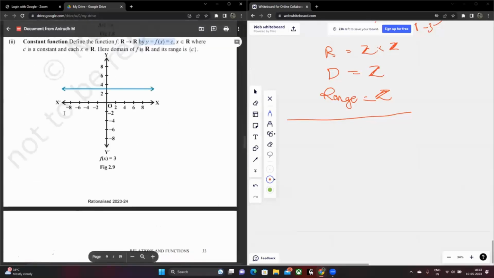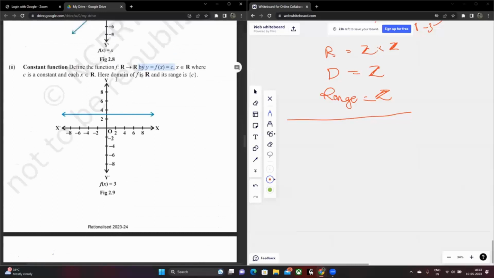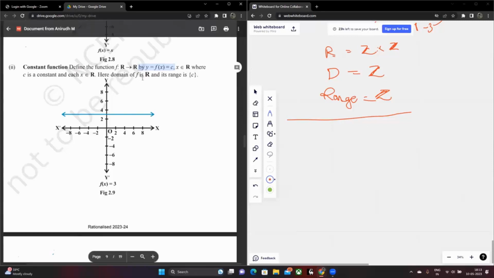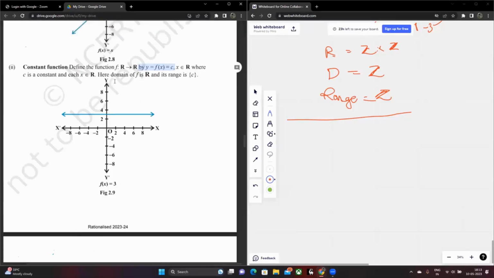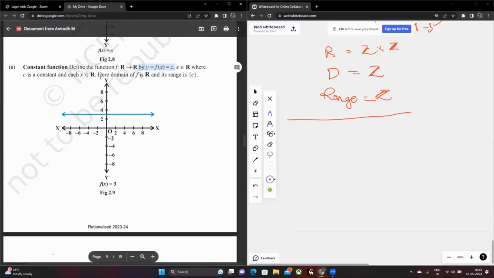An equation which has no y component cannot be a function. Basically, this line is perpendicular to the x axis, defining a relation on that line. The relation R equals the set of x comma y such that x always equals 3 does not generate a function, but it generates just a relation.